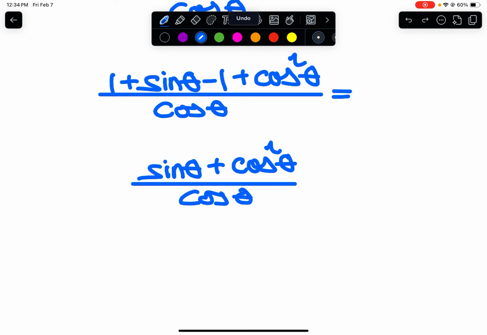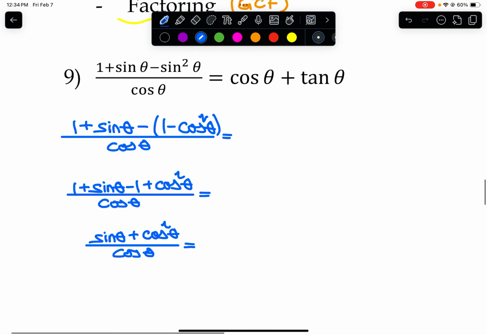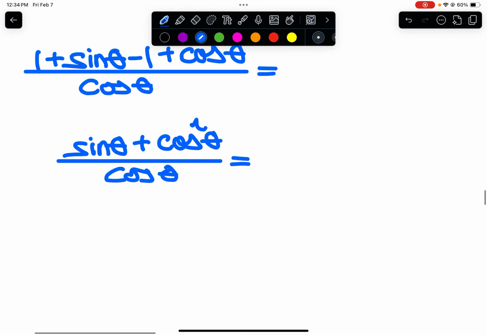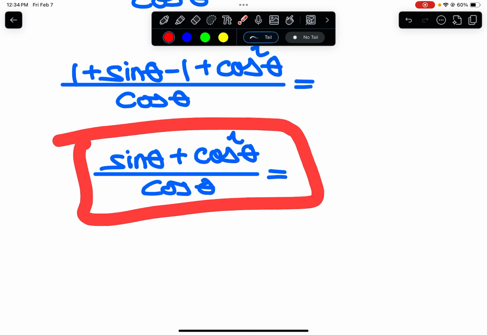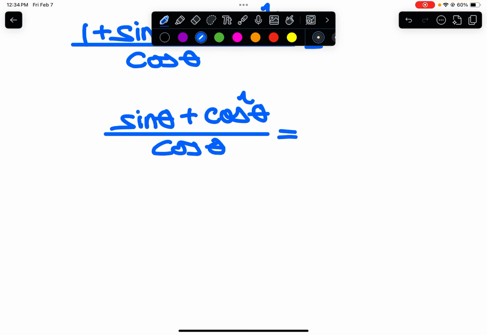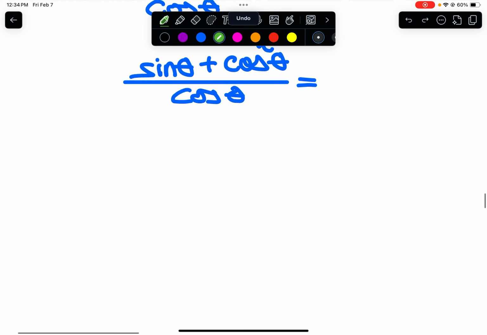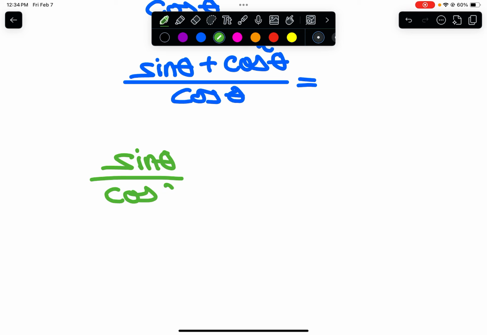Equals. There. So yes, it's simplified, but it still doesn't look like the right side, so I still need to keep going. Now I also notice I have 2 terms on the right side, and I only technically have 1 over here. So I'm going to split the numerator. That's kind of my indicator there. I'm going to rewrite it as sine theta over cosine theta, and then cosine squared theta over cosine theta. Those are going to get their own fractions.